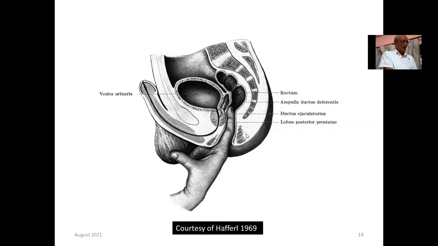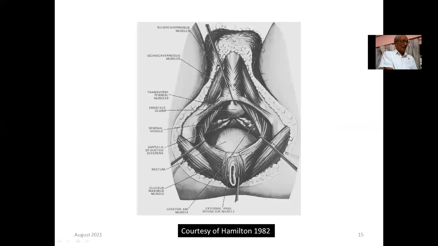Is that fine? And next one, again the same thing, but a different kind of view. You find the prostate here. This will be good for the perineal approach, isn't it? So basically, the anal triangle and urogenital triangle are there, and we go to the next slide.